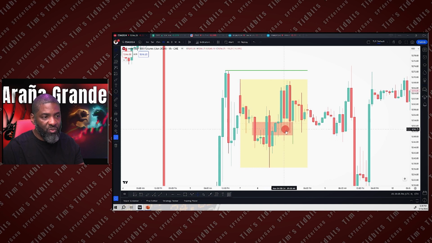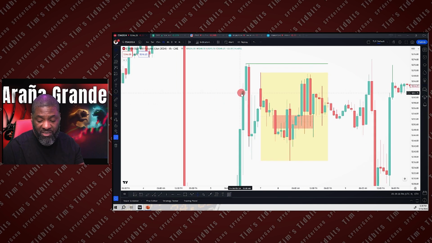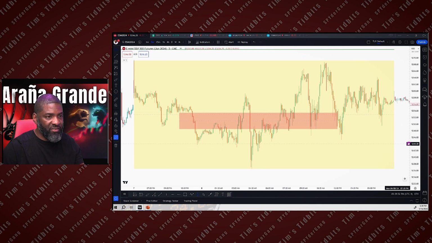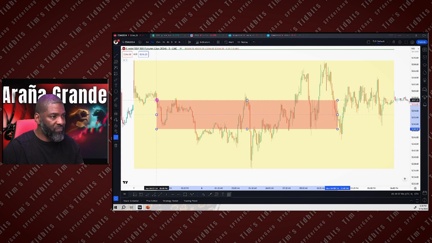The wicks do the damage, the bodies tell the story. All of the bodies were staying above the SIBI. We just consolidated above that until the end of the day. All right. Not a whole lot going on the hourly time frame. And if you want to see more detail, you can go down low. Let's just go down to a 5-minute just so we can see more detail. On the 5-minute candle, you can see there are a lot more PD arrays.